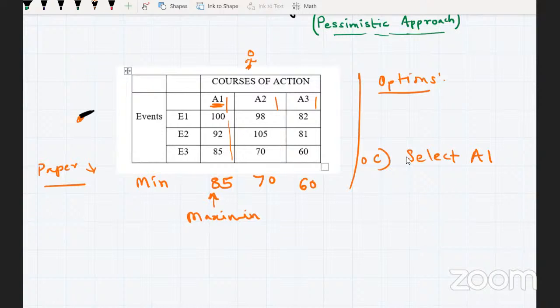A1, correct. The number 85 will not be anywhere in the options. The option will be a sentence like this: select A1. So minimum is considered, among them maximum is considered, it is the first number. So the first course of action, that is A1. So the correct answer is select A1.